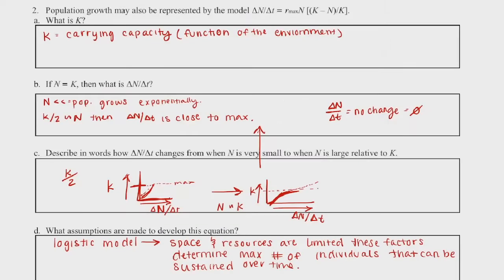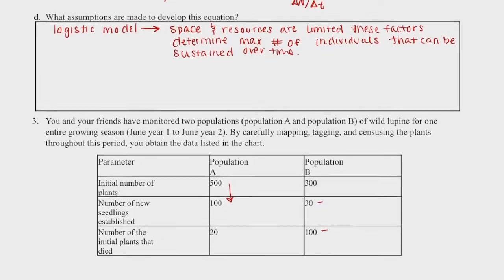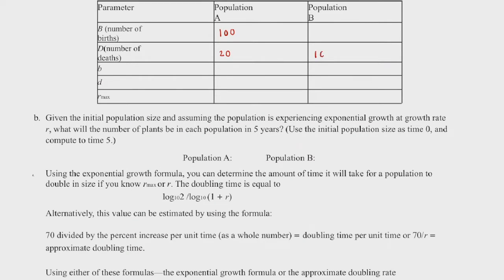For population B, we have 300 initial plants, we have 30 new seedlings, and 100 plants that died. So 100 for deaths and 30 up here. For lower B, we would have 100, 30, 20, 100, and our R max is 0 and 0.